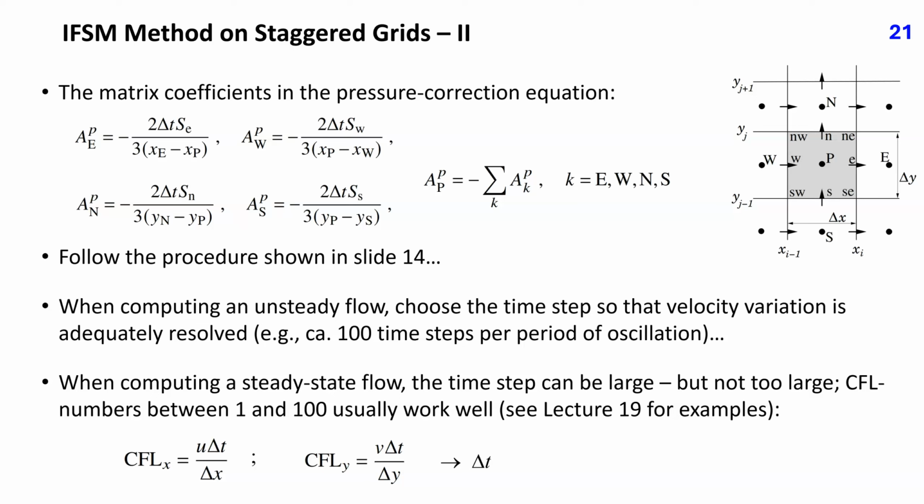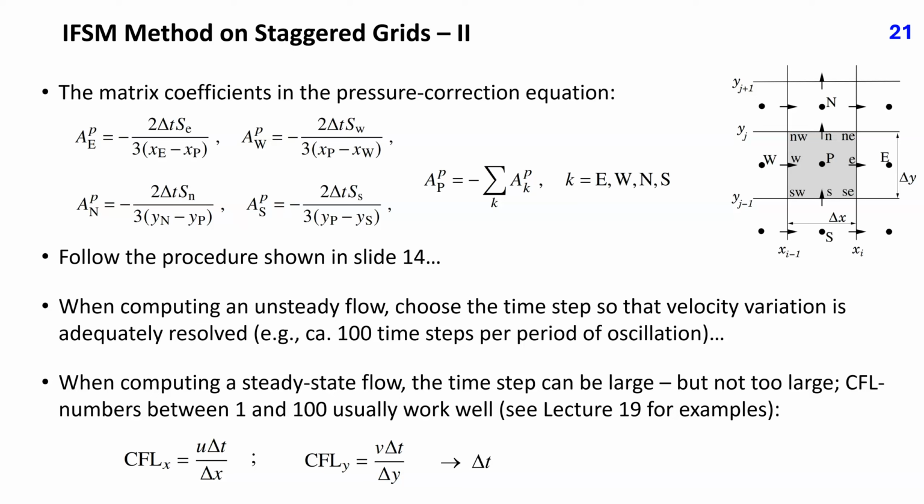When computing an unsteady flow, the time step is chosen such that it satisfies the accuracy requirements, that is, the velocity variation in time step is adequately resolved, for example, circa 100 time steps per period of oscillation. There are no stability criteria that impose limits on time step size. In lecture 20, the performance of this method will be compared with that of a non-iterative version of a fractional step method, as well as with SIMPLE type algorithms.